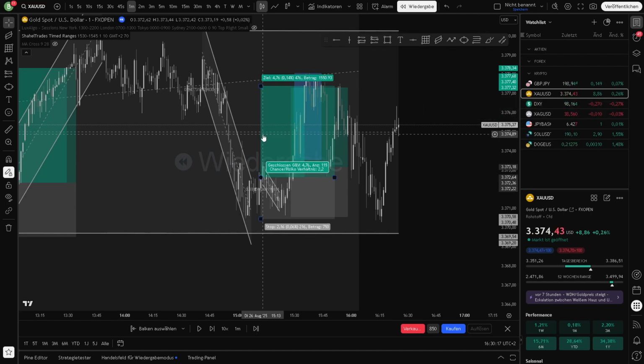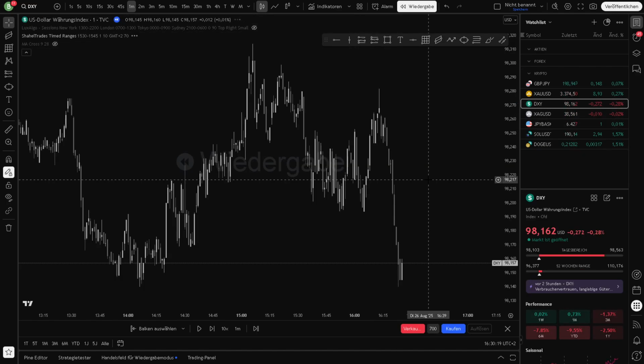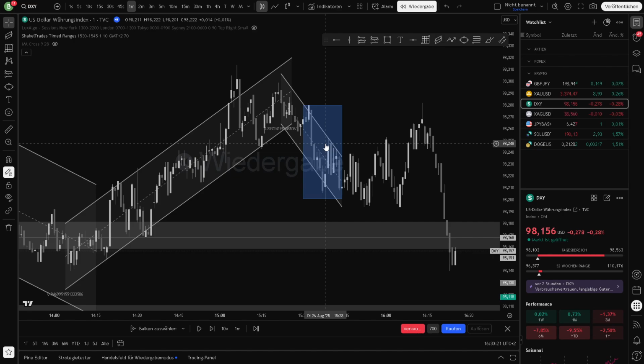So we entered at 1513, so that's 3:15 p.m. Yeah, it was about here. Obviously the XY pushed down. By the way, the XY is the dollar index, so it's the opposite of the dollar. It's the opposite of gold.